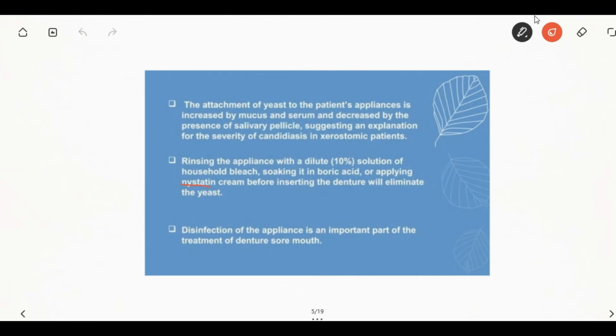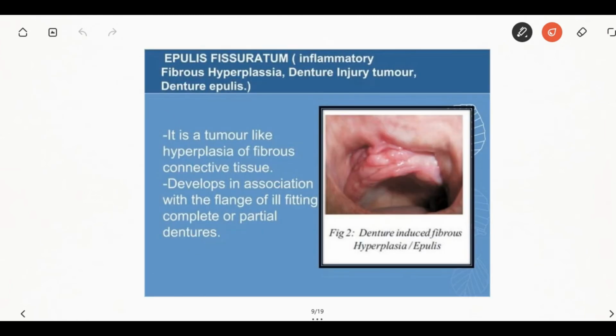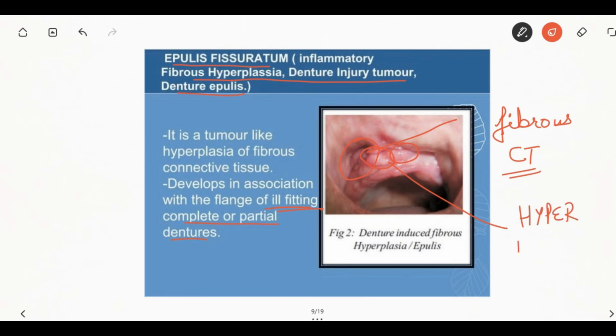Third is the inflammatory hyperplasia. What is the other name of inflammatory hyperplasia? It is epulis fissuratum, or denture injury tumor. In this disease, what you will see is that an ill-fitting denture will cause hyperplasia of the tissue along the denture borders. Such hyperplasia of the oral mucosa is not restricted to this location, but may occur in many areas.